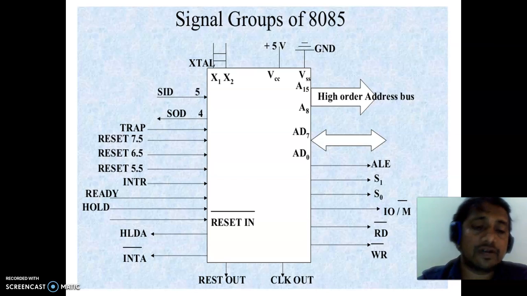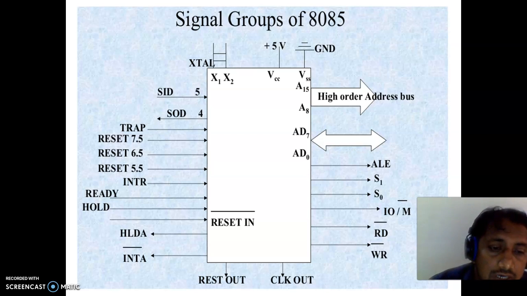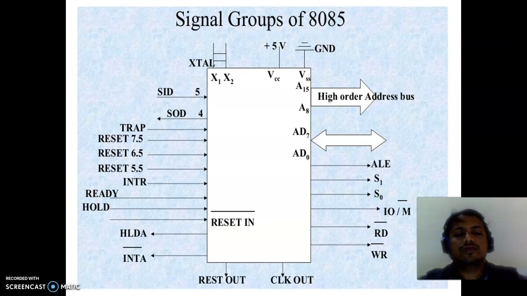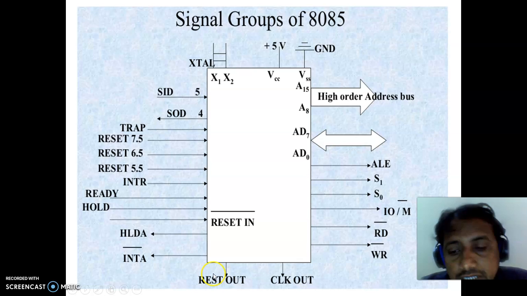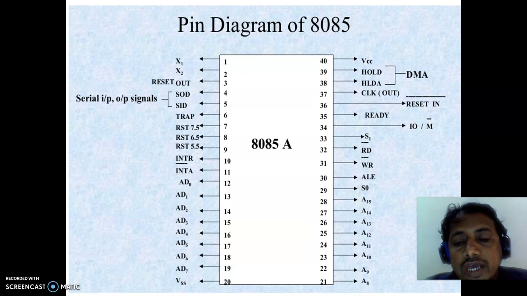And next, onto the left, you can see more pins: TRAP, RST 7.5, RST 6.5, RST 5.5, and INTR. These are the 5 interrupts taken into consideration. Other interrupts would be there, but here these are the 5 interrupts, and the order of sequence of the interrupts, and what an interrupt is, would be discussed once again. And one more is the reset in pin, and the reset out pin, and all this will form the total pin configuration of the 8085 microprocessor, which looks like this.